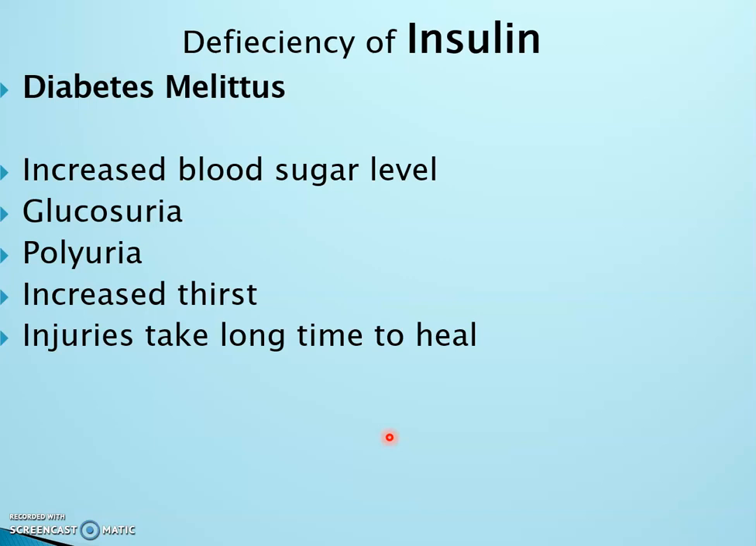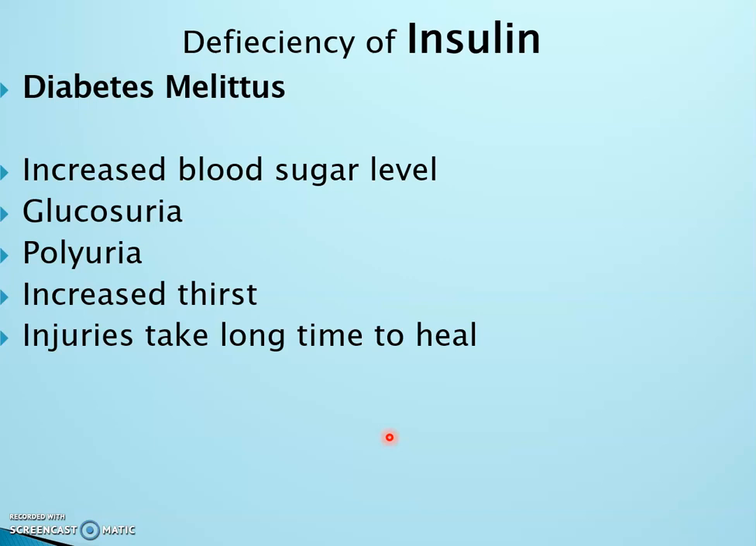The major disease associated with this insulin molecule is diabetes mellitus. It is a very common disease. We call it sugar, and we are all familiar with sugar patients. The symptoms of patients having diabetes mellitus are, as we already discussed, increased blood sugar level. These patients have a high level of blood sugar.